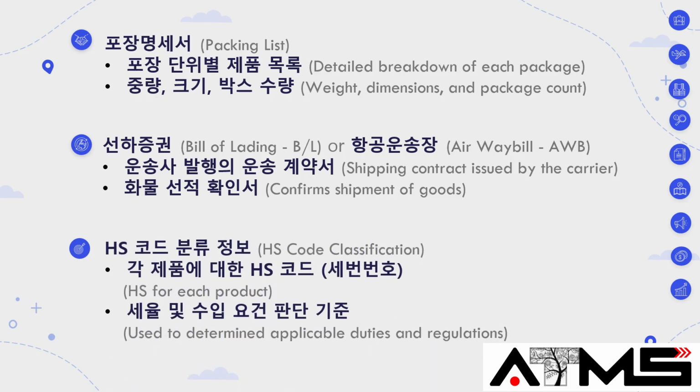Sixth, HTS code, also known as Harmonized Tariff Schedule code. It is a 10-digit classification number that determines the duty rate and import requirements. The first 6 digits are global, the last 4 are US specific. This code is critical. Mistakes can lead to financial penalties or legal consequences. Always consult with a customs broker for proper classification.